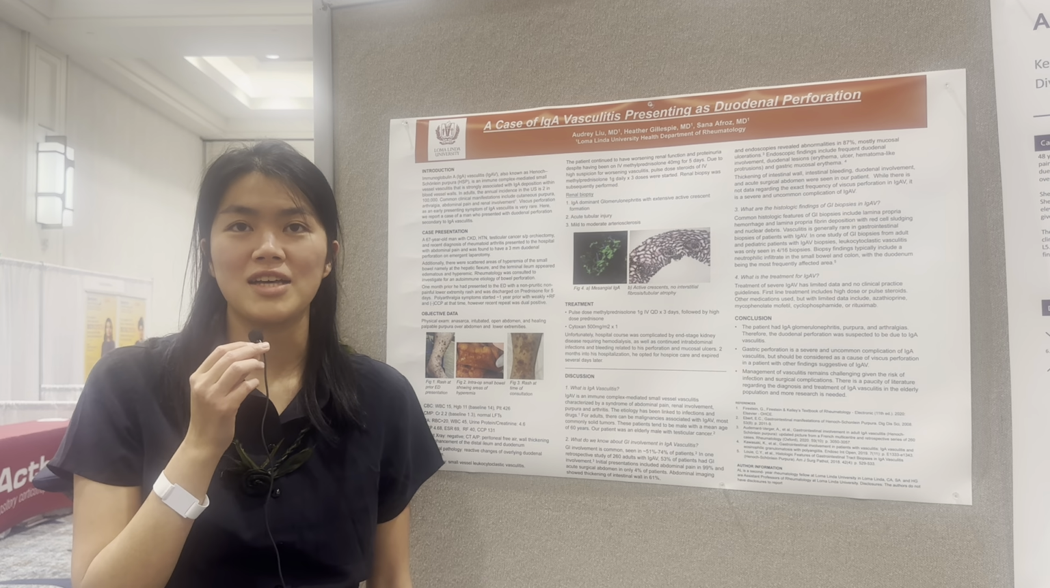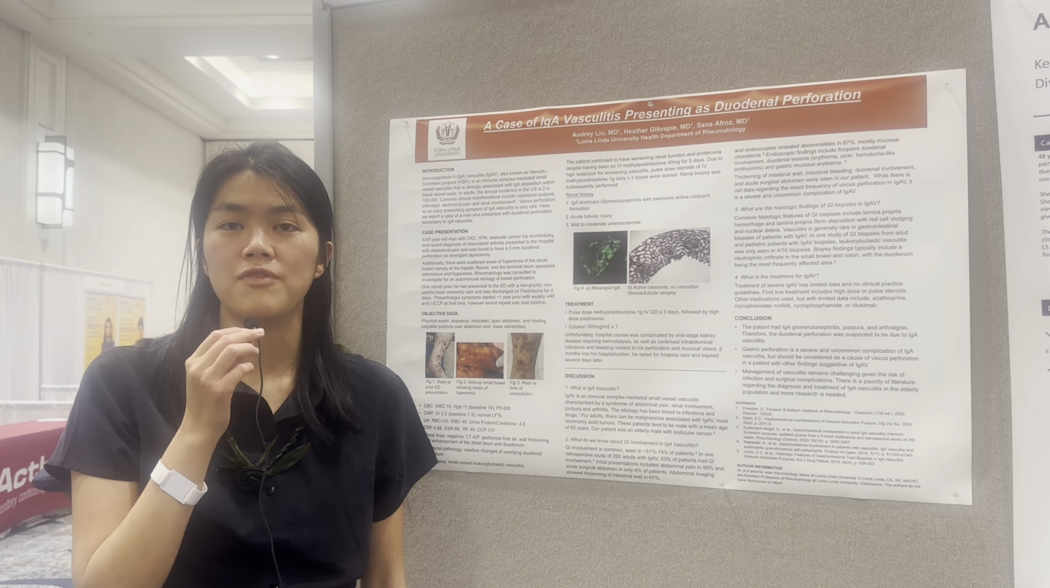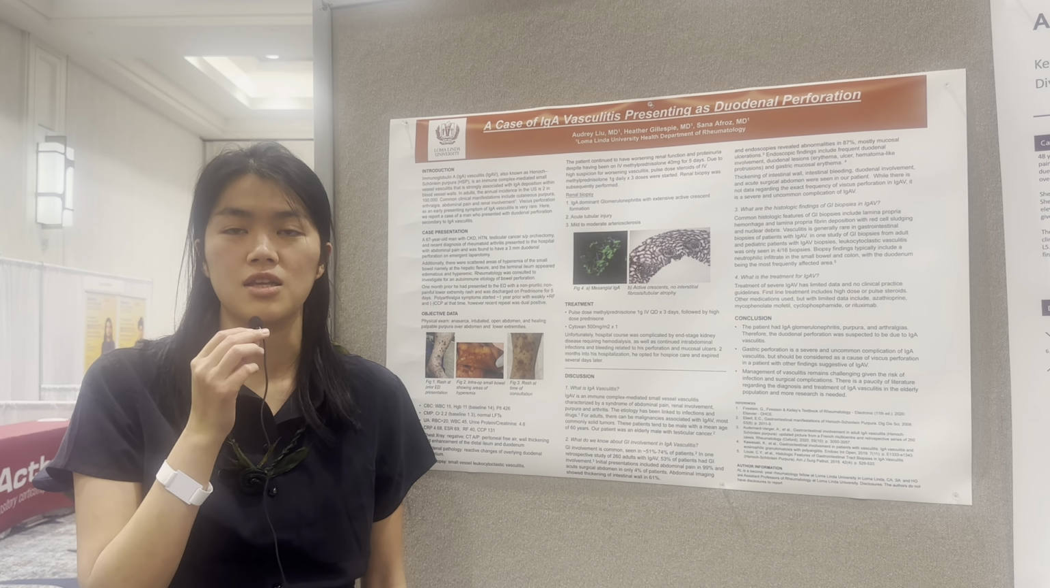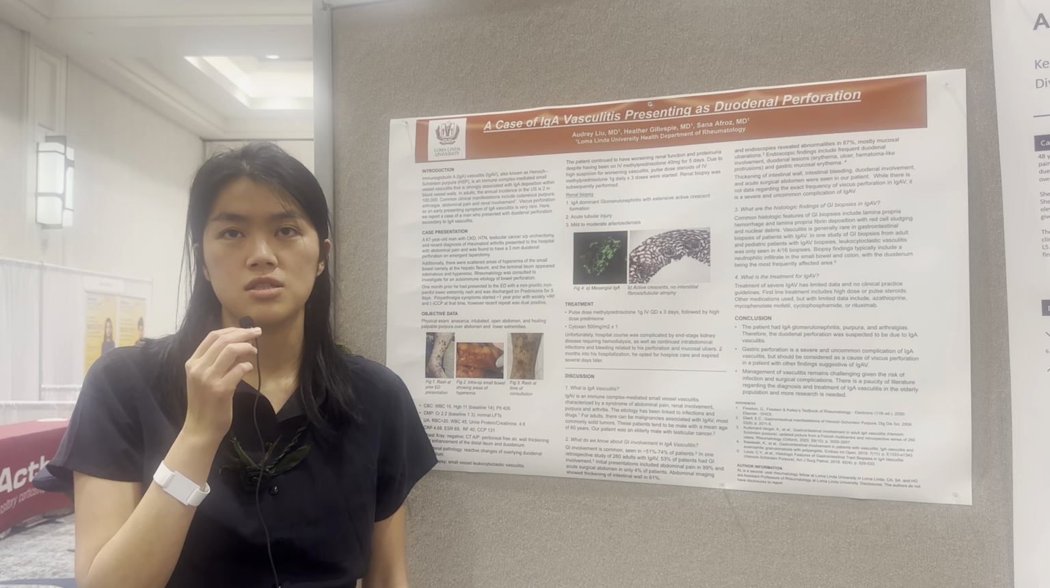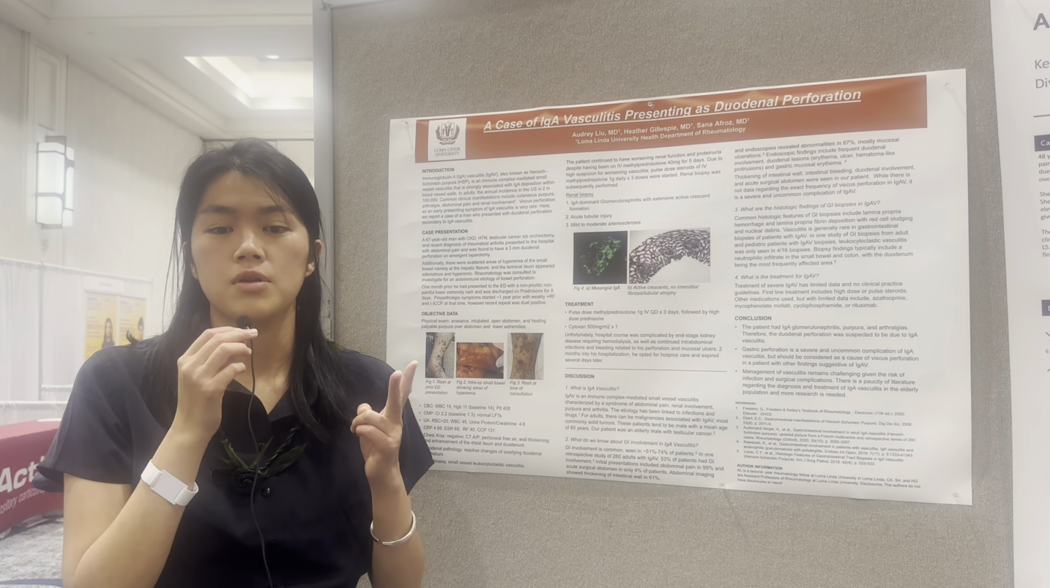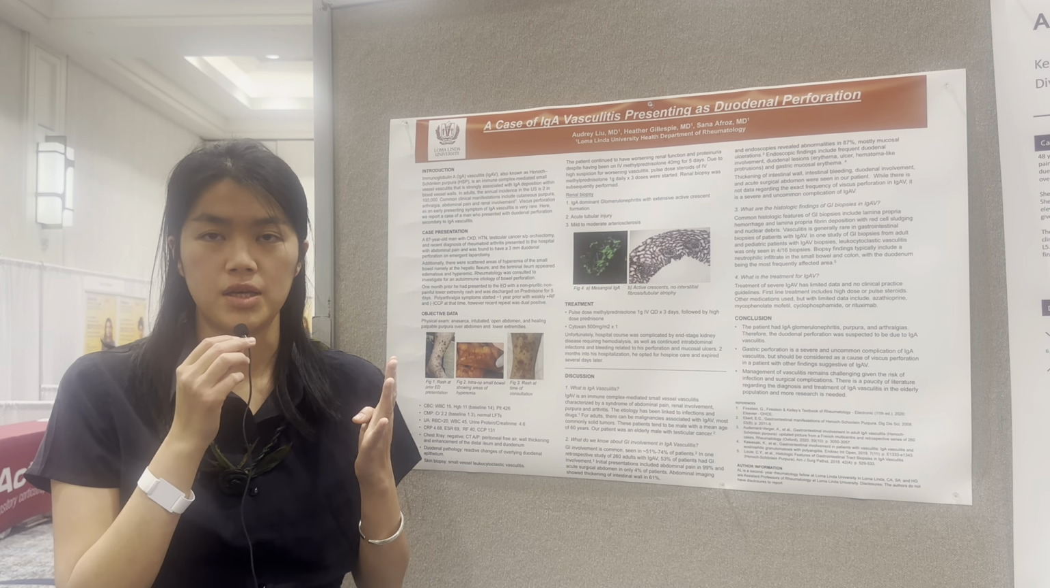So what is IgA vasculitis? It is a small vessel vasculitis that involves immune complex deposition in the capillary beds. It is a syndrome which includes arthralgias, purpura, rash, and renal involvement.